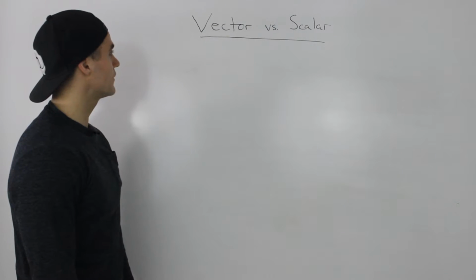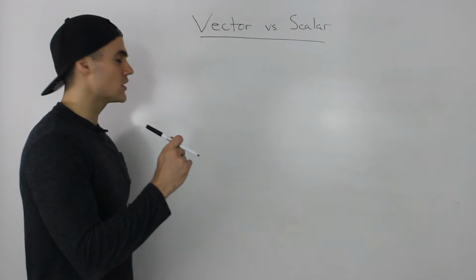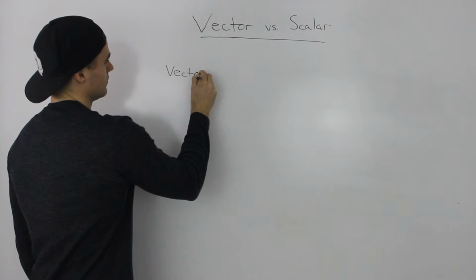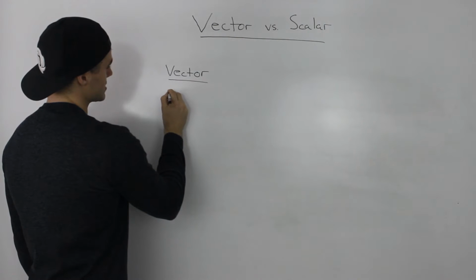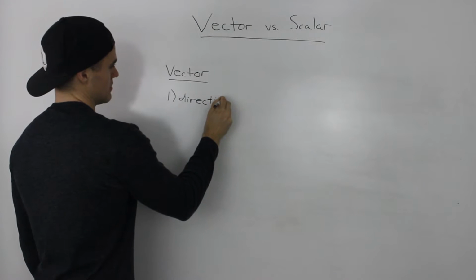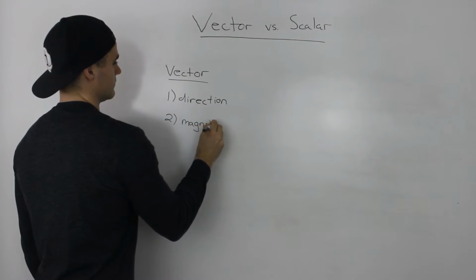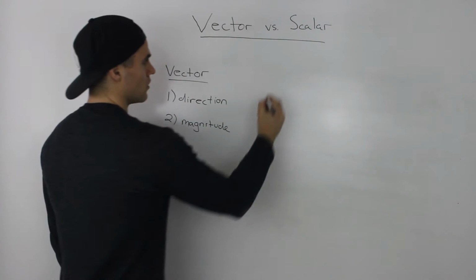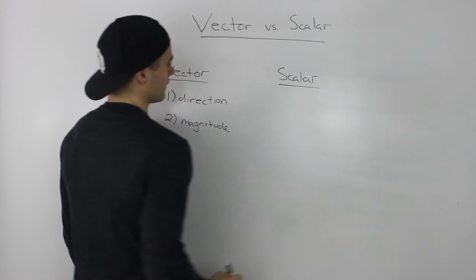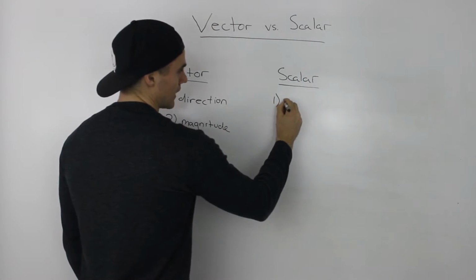So now we're going to go over what the difference between a vector and a scalar is. And in the previous video, what did we conclude? Well, we concluded that a vector is something that contains both a direction and a magnitude. Well, a scalar is a value that only contains the magnitude.